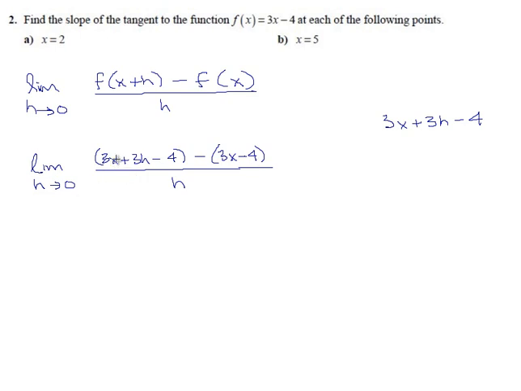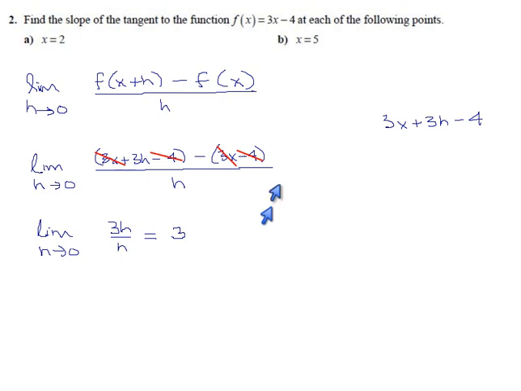I see 3x minus 3x, that can go. I see minus 4 plus 4, that can go. So we're left with the limit as h goes to 0 of 3h over h, which is simply 3. Is that right? There isn't even an x in this. Does that make any sense?